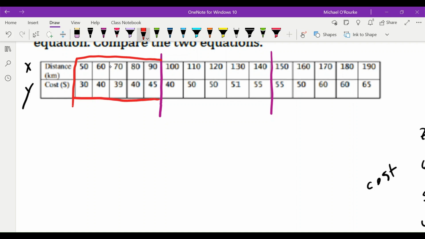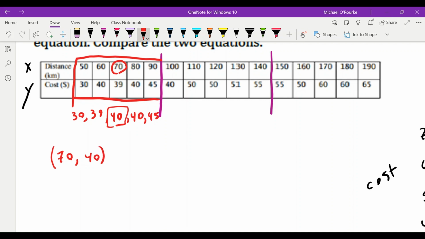Now, our top X values are already arranged from smallest to largest. So we can pick our median here. So 70 is going to be my X value of my point. But our bottom here is not arranged from smallest to biggest. Let's do that, we have to rearrange our y. So we're going to go 30, 39, 40, 40, 45. Then my median is 40.